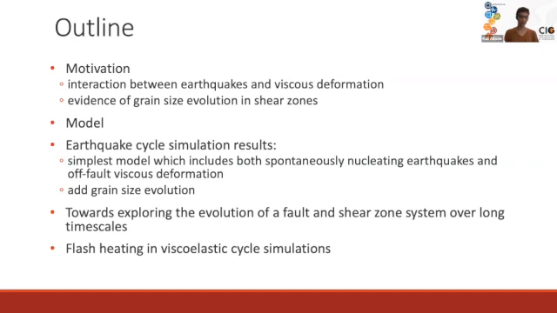And then in the results section, I'll talk about first the simplest earthquake cycle model, which includes both spontaneously nucleating earthquakes and off-fault viscous deformation. And then I'll add grain size evolution and grain size sensitive deformation to that model. And then I'll discuss challenges that arise from the very long timescales of viscous deformation and grain size evolution, and present some preliminary results exploring the evolution of a fault and shear zone system over a long time scale. And finally, I'll present some preliminary work on flash heating and viscoelastic cycle simulations.